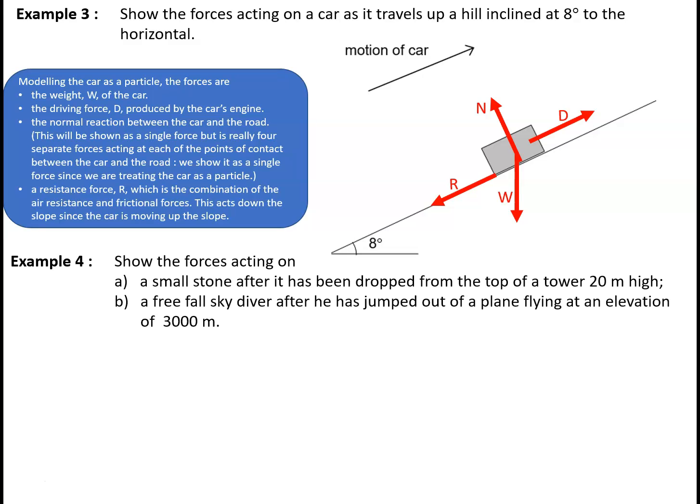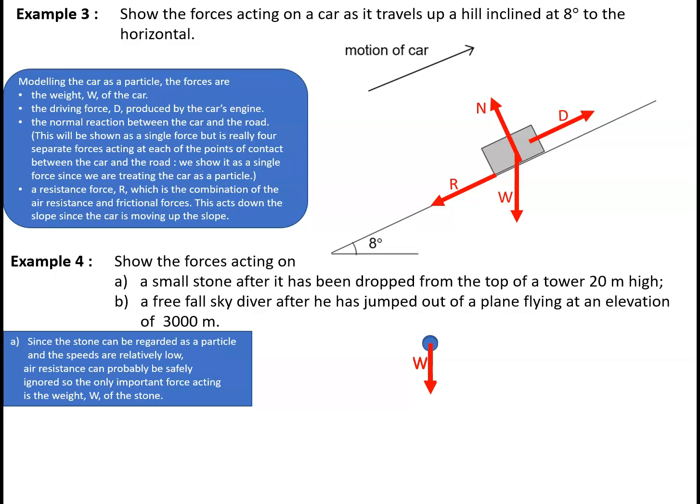For the next example, we're going to first of all show the forces acting on a small stone after it's been dropped from the top of a tower 20 meters high. And we'll certainly regard the stone as being a particle. The speeds are going to be relatively low, so we can ignore air resistance. So assuming that we're ignoring air resistance, the weight is the only force acting. So there's my completed force diagram.